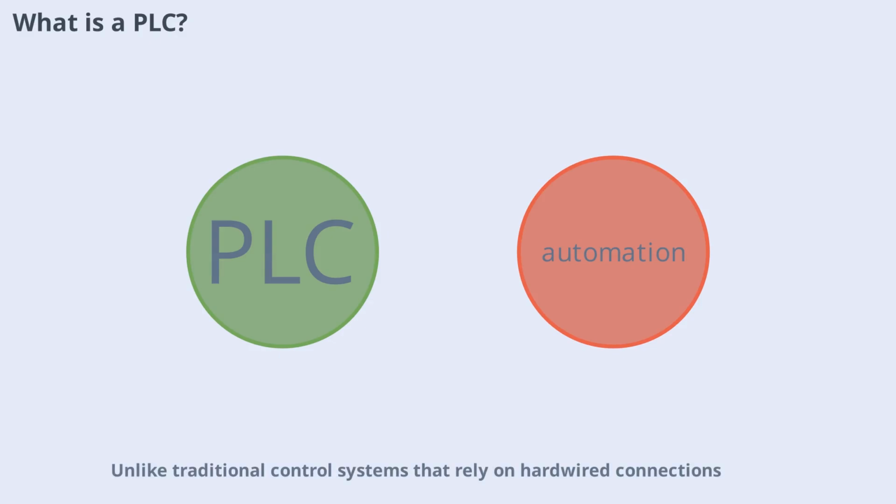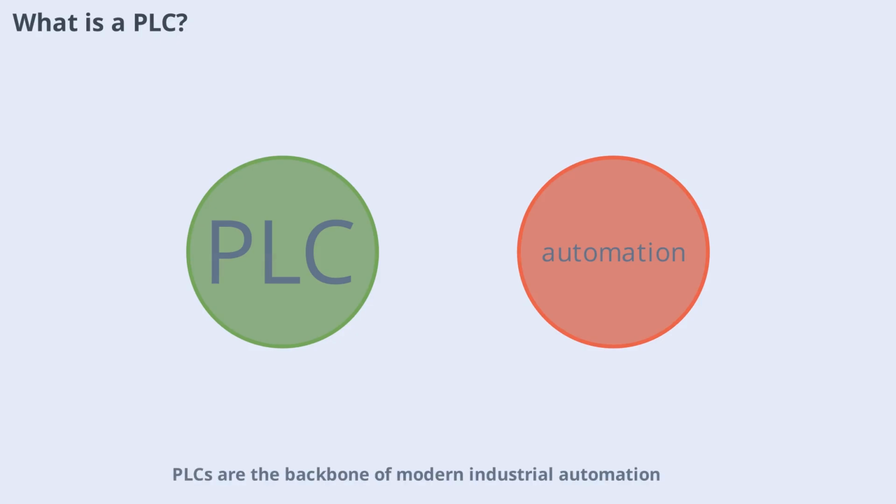Unlike traditional control systems that rely on hardwired connections, PLCs use software to manage tasks, offering flexibility and reliability. Whether you're running a single machine or an entire production line, PLCs are the backbone of modern industrial automation.